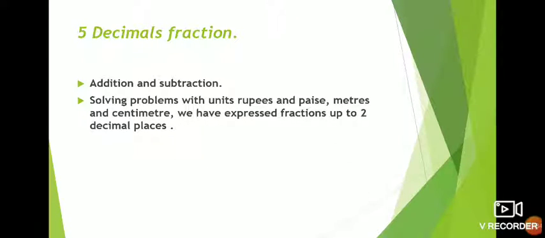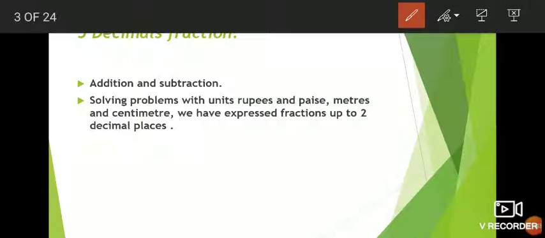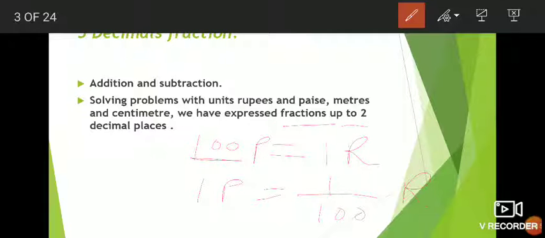Okay, now solving problems with units, rupees and paise, meters and centimeters, we have expressed the fractions up to 2 decimal places. Means what? See here, units, rupees and paise. See here, 100 paise means 1 rupee, that is 1 paisa is equal to 1 upon 100th part of 1 rupee, no students, because when we are shifting this 100 to the left hand side, it will become the denominator. And what they told, we have expressed these fractions up to 2 decimal places.